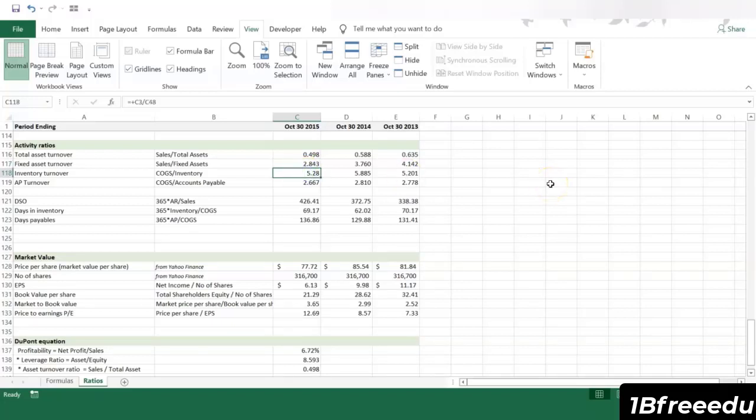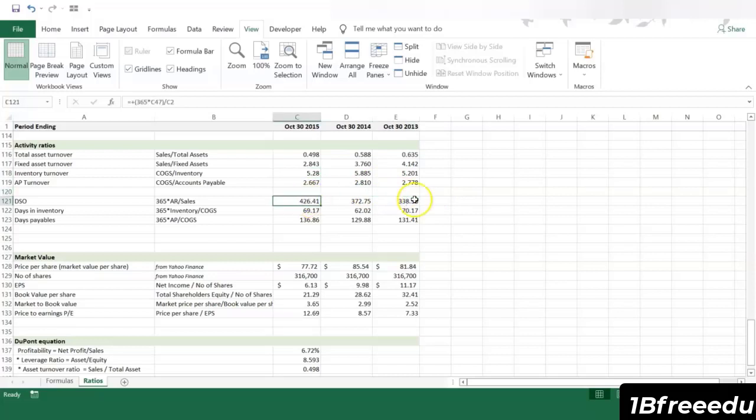Inventory turnover is okay because $1 of inventory generates $5.2 of cost of goods sold. In general, efficient firms don't tie up more capital than they need in raw materials and unfinished goods. Our supplier's credit could be better.